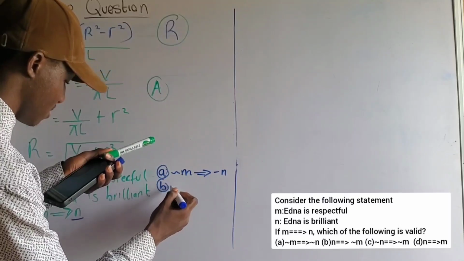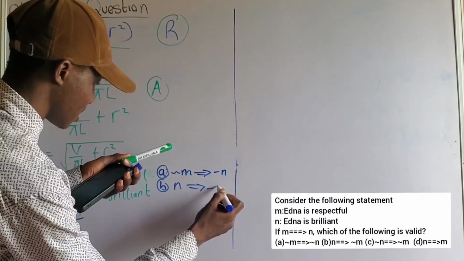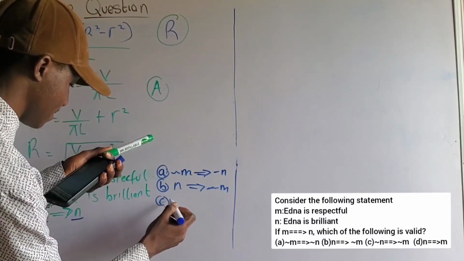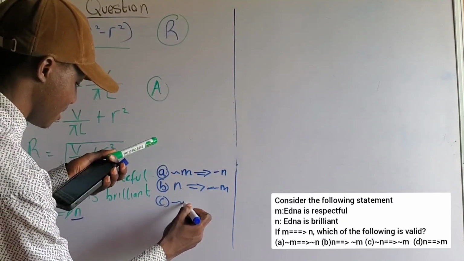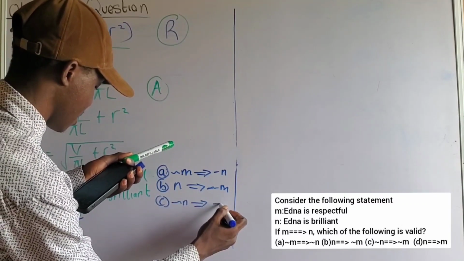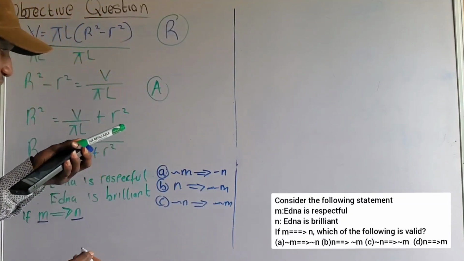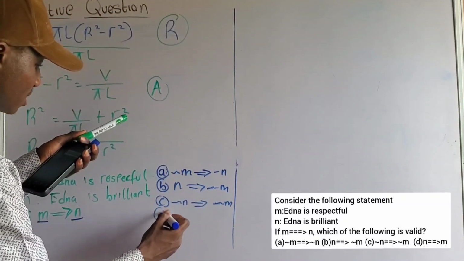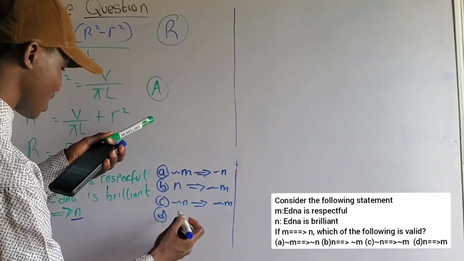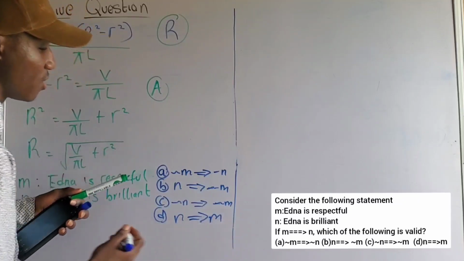Then we have B, N points to negation M. Then we have option C, negation N points to negation M, and then we have option D, which is the last option. The reason why I'm writing out this option is because I want to explain this concept very well. Okay, now look at this.